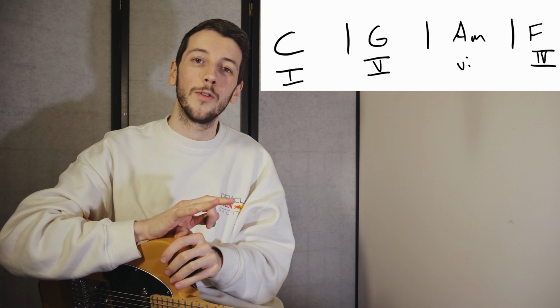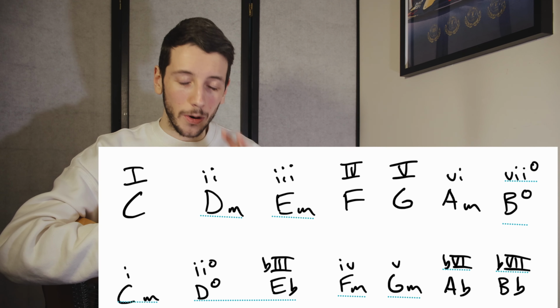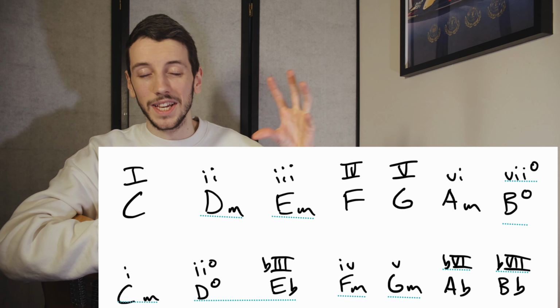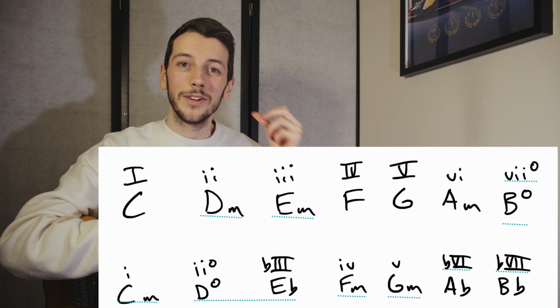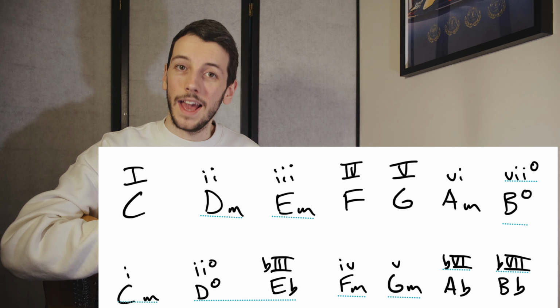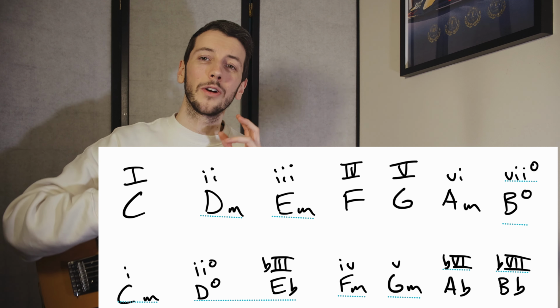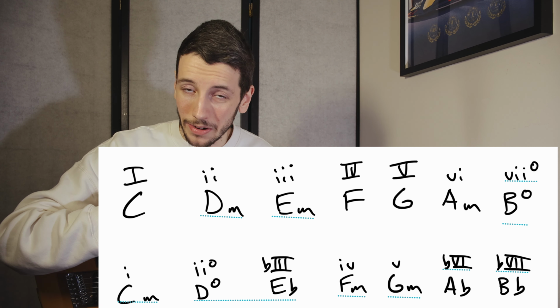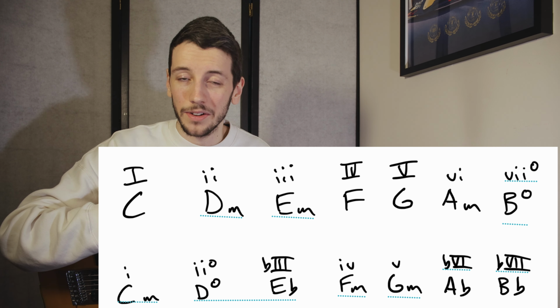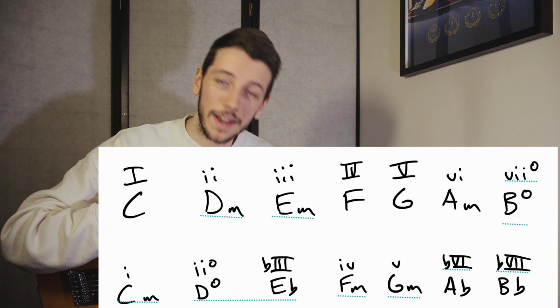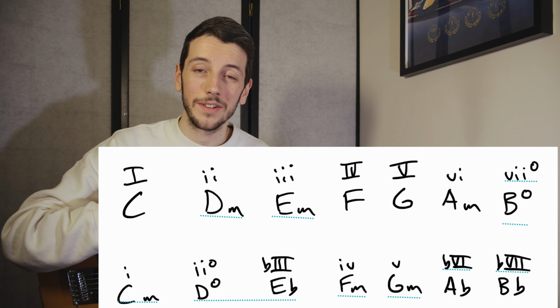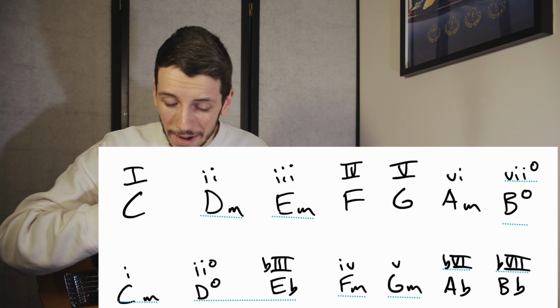Now, one more time before we get into this, you can pause the video when this diagram pops up, but the chords in the key of C major are C, D minor, E minor, F, G, A minor, B diminished, and then we would get C again. And then our chords in the key of C minor are going to be C minor, D diminished, E flat, F minor, G minor, A flat, and B flat.